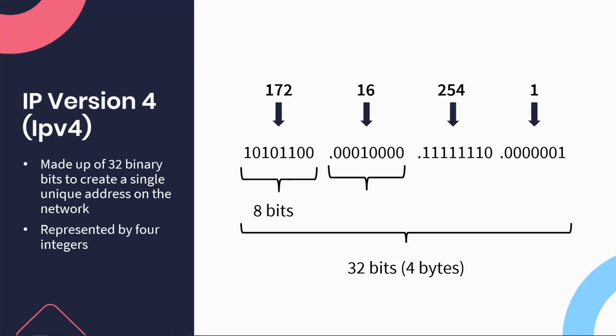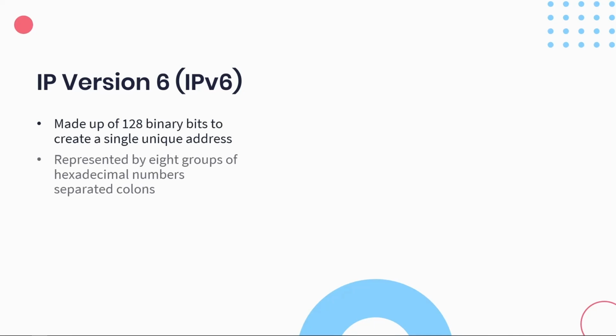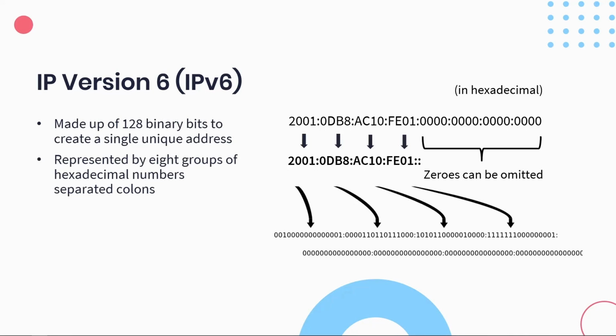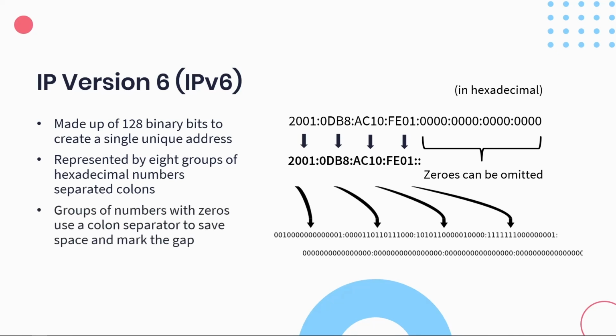Look at this example. The IPv6 was created to provide more unique IP addressing within the original TCP/IP protocol over the internet. Now, this standard is made up of 128 binary bits to create a single unique address. It is represented by 8 groups of hexadecimal numbers separated by colons, like this. Note that the groups of numbers with zeros use a colon separator to save space and mark the gap.